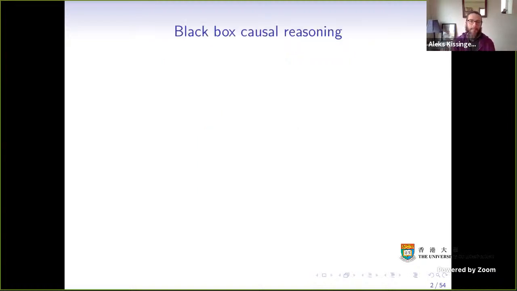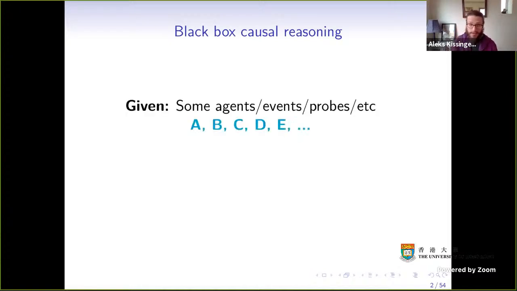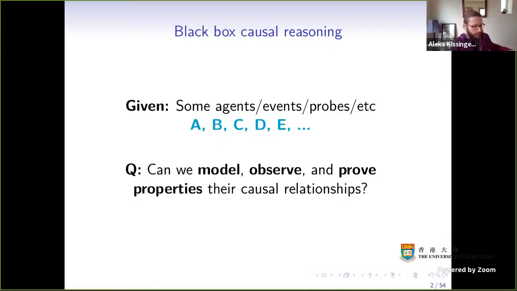So the context, or the goal, is to do what I like to call black box causal reasoning. This is the idea that you have some agents or events or probes or some kind of named collection of things, and you really want to ask, in quite an abstract way, can we model, observe, or prove properties about how these things are causally related to each other?